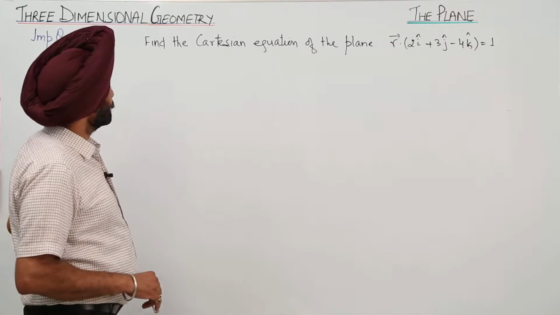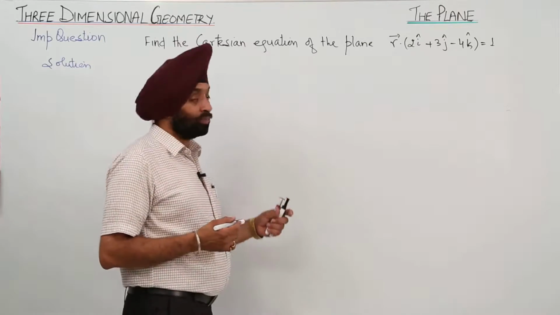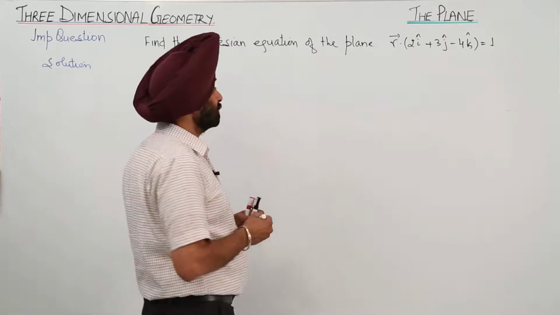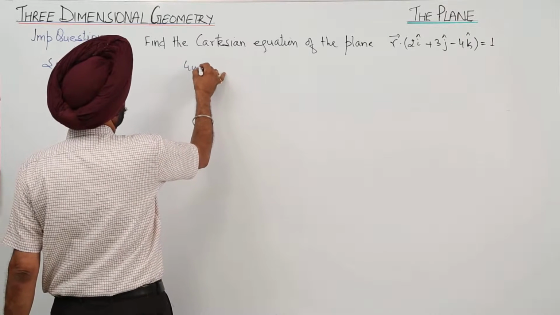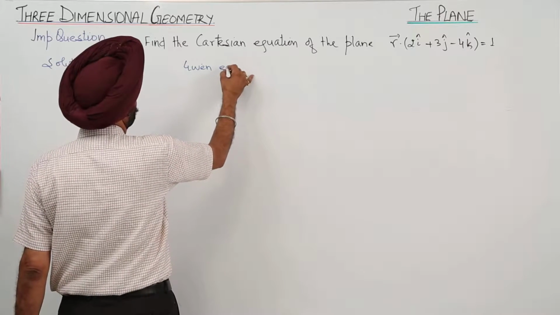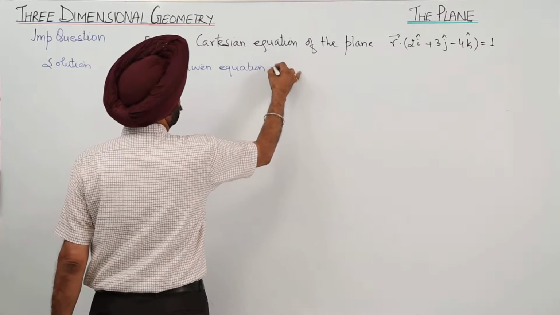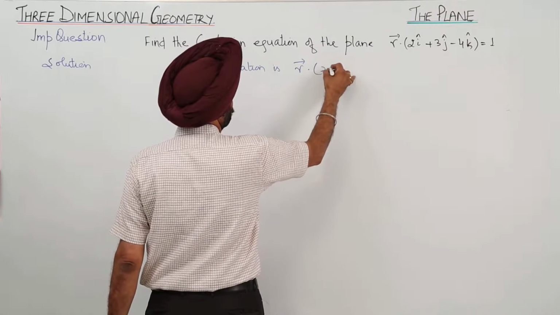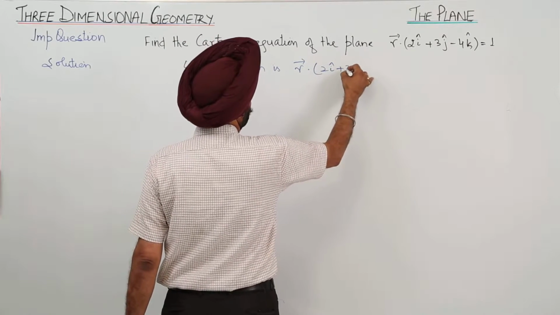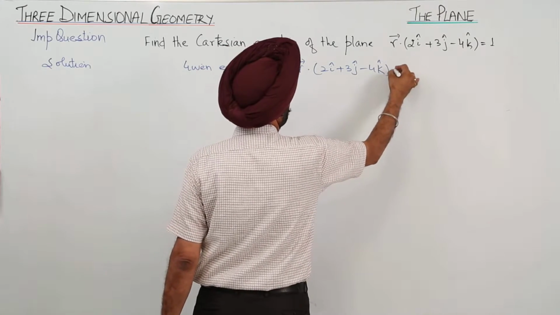Now find the Cartesian equation of the plane. Now the equation is in the vector form and we have to convert it into the Cartesian form. Now the given equation is vector r dot 2i cap plus 3j cap minus 4k cap is equal to 1.